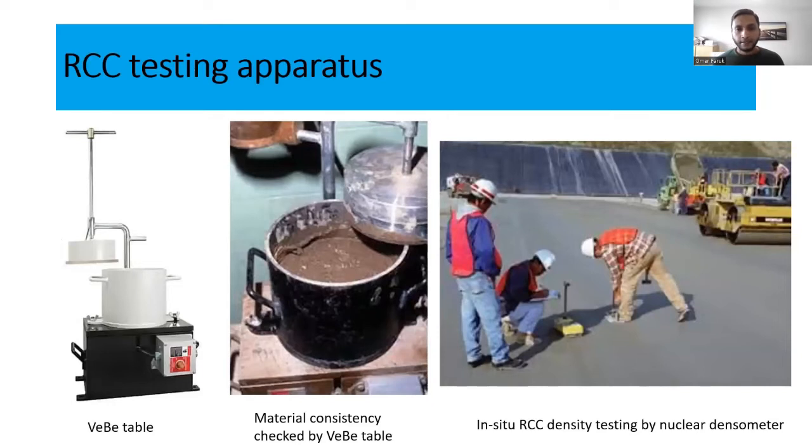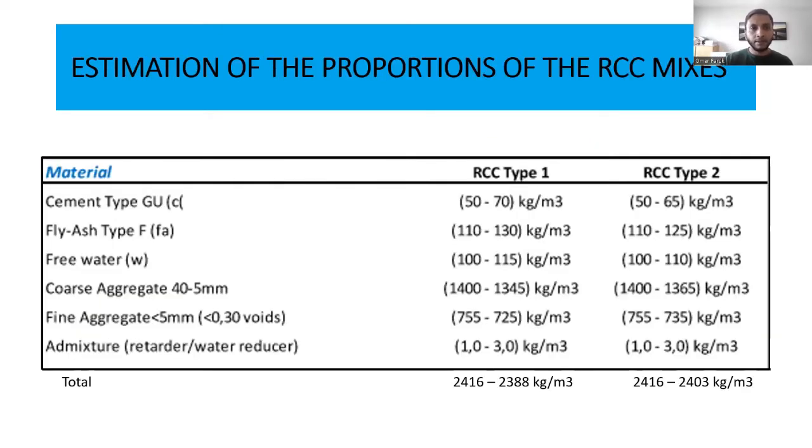So how do we test the RCC on site? Before that, we made this concrete or RCC mix in the laboratory. We found our different proportions of the mixture, and then we did a density test, and we made sure the theoretical air-free density of the mixture is around 2400. So that is our laboratory test result.